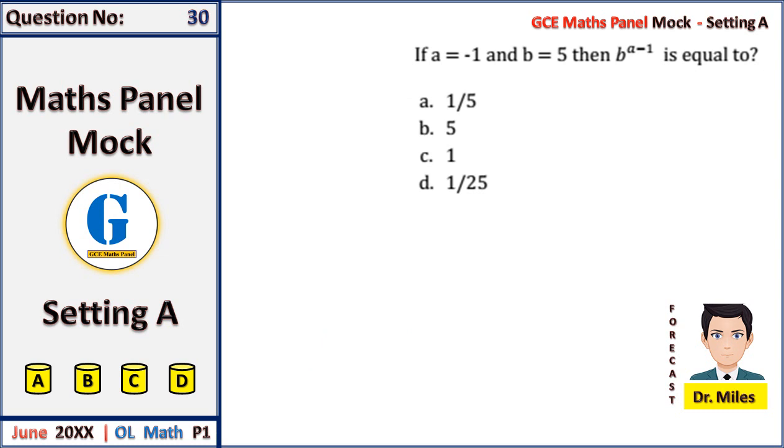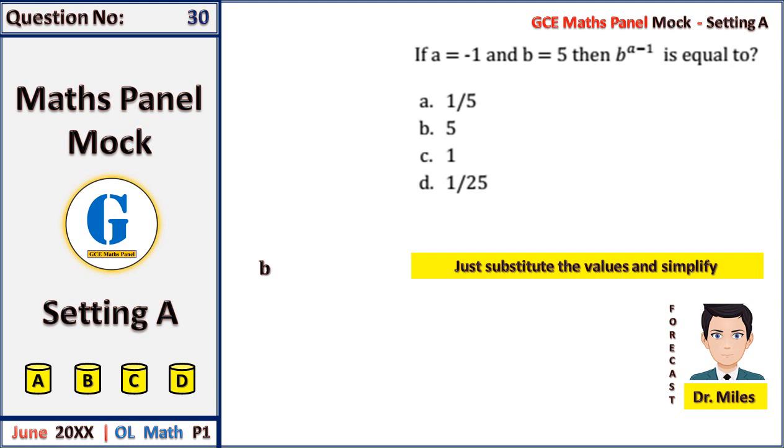And question 30, if a equals minus 1 and b equals 5, then b to the power a minus 1 equals. So we just have to substitute the values and simplify. B to the power a minus 1 will be equal to 5 to the power minus 1 minus 1, which is minus 2, and it's the same as 1 on 5 to the power 2, which is 1 on 25.